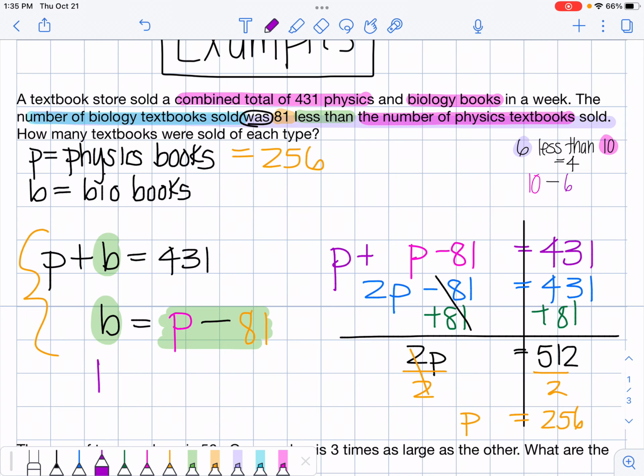So I'm going to say that my biology books equals 256 minus 81. And remember, I took this answer here and I plugged it in for my p. So 256 minus 81, use a calculator, do the math. What do you get? 175. So I sold 175 biology books and 256 physics books.